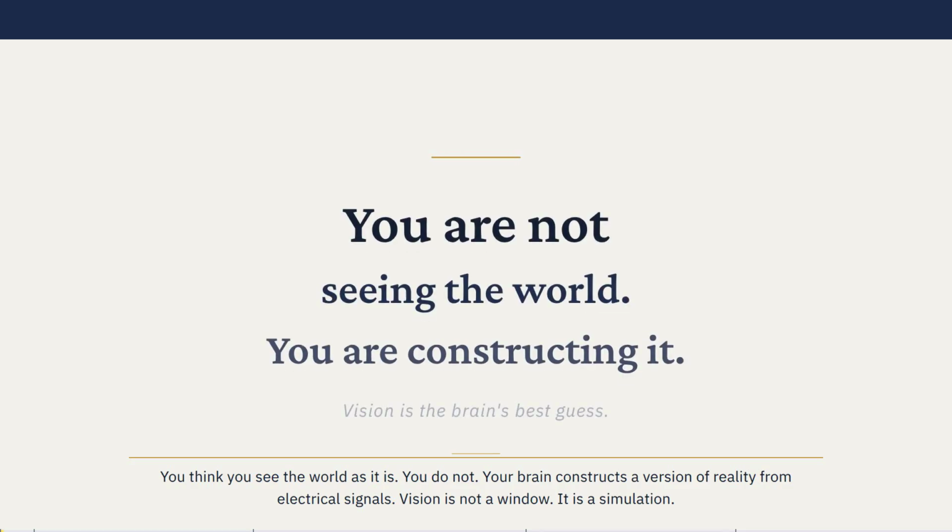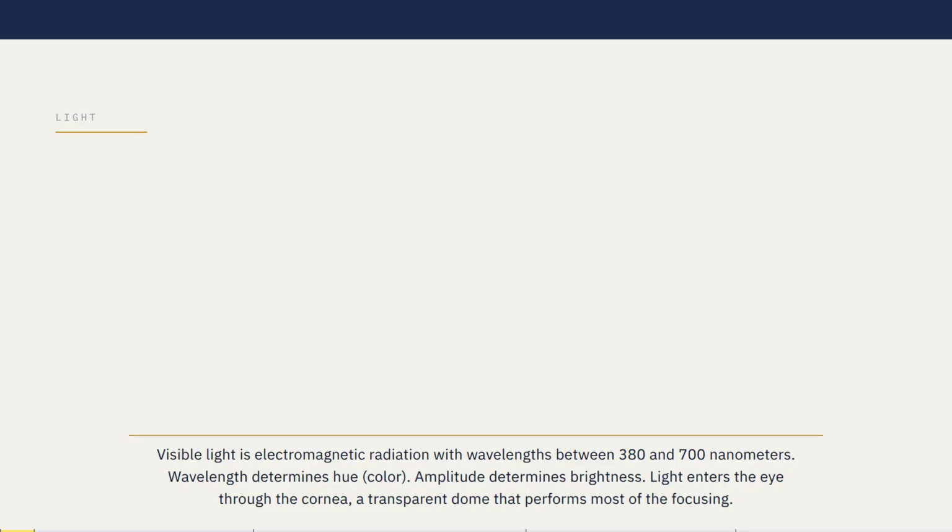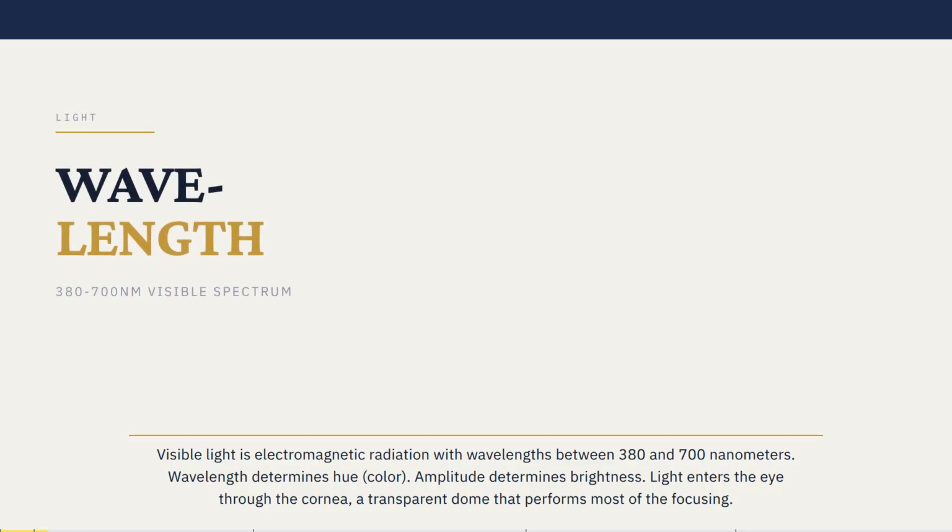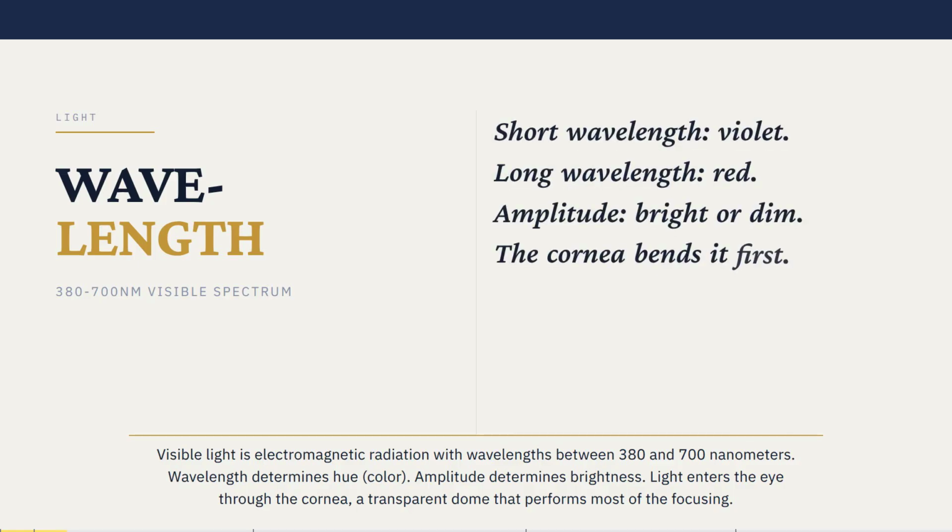You think you see the world as it is. You do not. Your brain constructs a version of reality from electrical signals. Vision is not a window. It is a simulation. Visible light is electromagnetic radiation with wavelengths between 380 and 700 nanometers. Wavelength determines hue, color. Amplitude determines brightness.